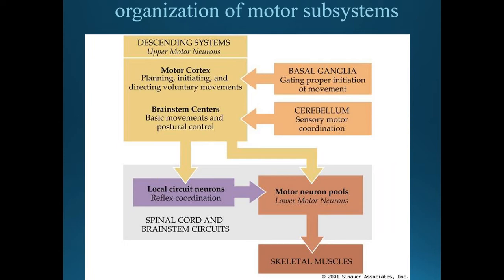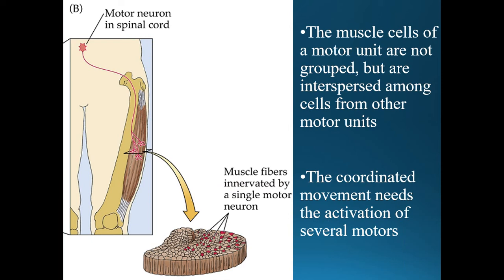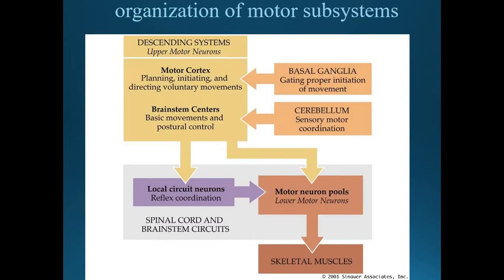Descending system, upper motor neurons. This is called the organization of motor subsystems, because the cells are not grouped but are interspersed among cells from other units. This is motor unit organization, called the organization of the motor subsystem. Descending system: these are upper motor neurons.